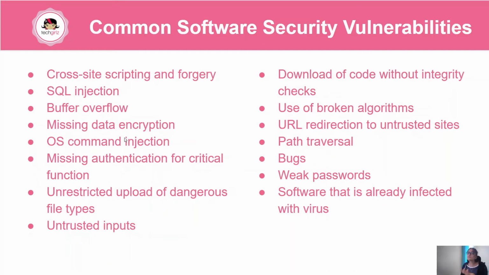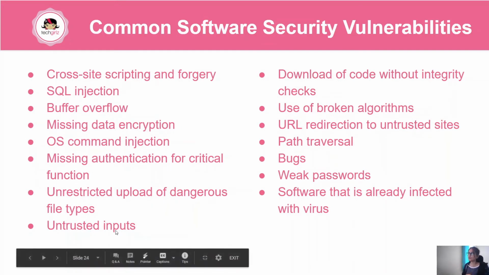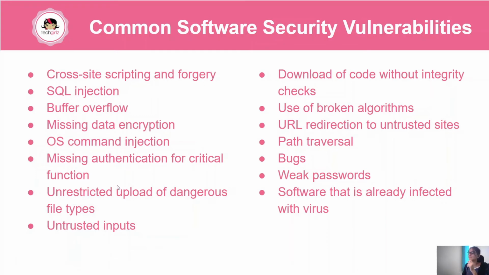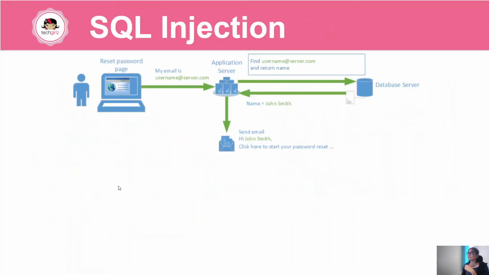Now some of the common software vulnerabilities are listed here. You can go through it once and I'm going to explain a few of them in detail. So this is SQL injection. Here the scenario is that you as a user want to reset your password. You send your email to an application server, and then the application server connects to the database with that email, finds your username, and then sends an email to you saying here is the link to reset your password. You might have noticed this when you're trying to reset your password on Gmail.